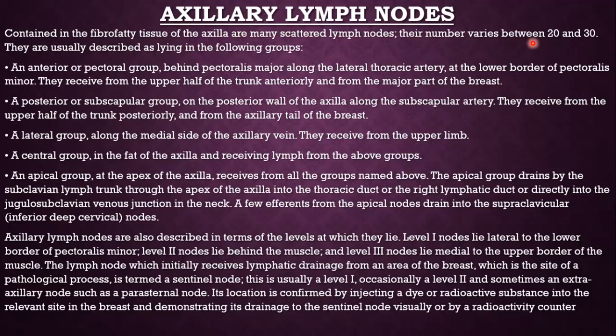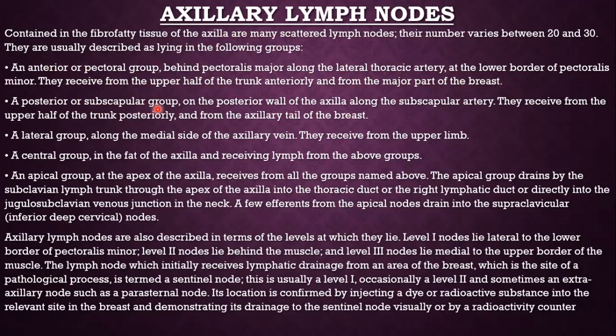Now, the axillary lymph nodes, they are usually contained in the fibrofatty tissue of the axilla, and they usually vary in number between 20 to 30. Now, they are usually divided into groups. The anterior pectoral group usually lie behind pectoralis major along the lateral thoracic artery, that is at the lower border of pectoralis minor, and they receive lymphatics from the upper half of the trunk anteriorly and from the major part of the breast.